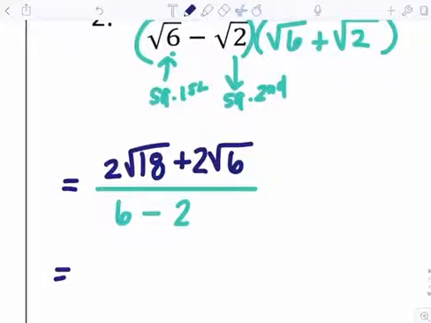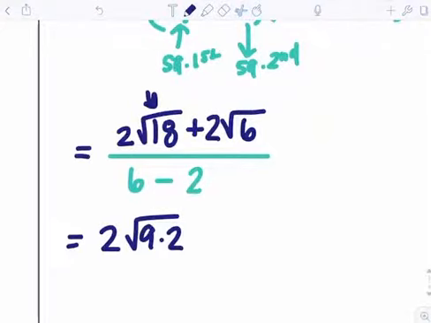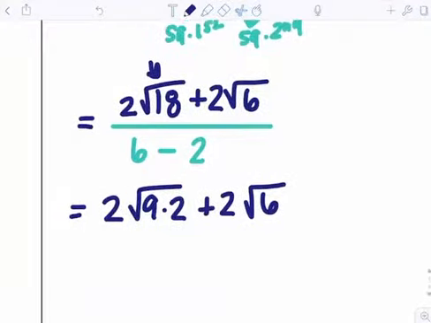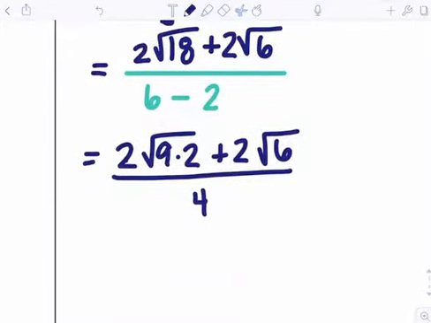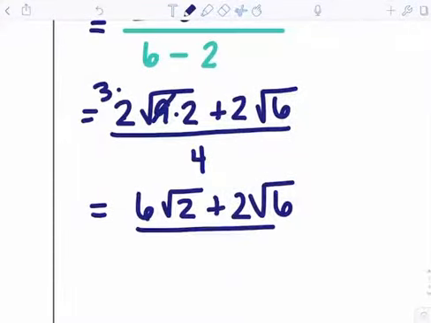Okay, so I'm actually not done because I have to simplify this radical right here. This becomes 9 times 2, right? Because 9 is a perfect square. Plus 2 root 6 over, I'm going to combine the 6 minus 2, that's 4. So I bring that 3 out, so 6 root 2 plus 2 root 6, all over 4.